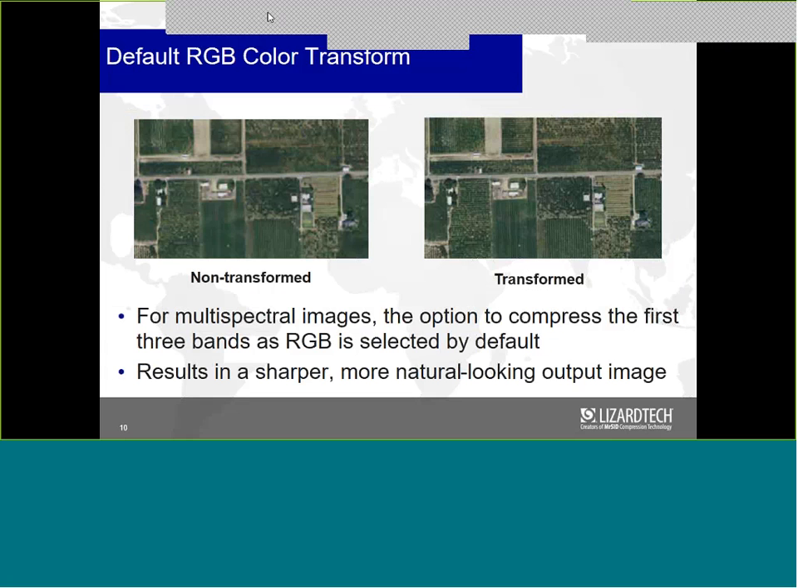Yeah, absolutely. So the RGB color transformation is something that we've actually had for a while now. The behavior that we've changed in 953 is that it's selected by default, and it was kind of buried under a tab on the advanced options. So we just made this setting the default so that it will make your images look better. Essentially, the image on the left is the non-transformed, and this is what we did by default. On the right is the transformed imagery.